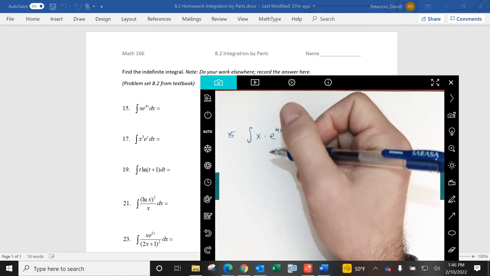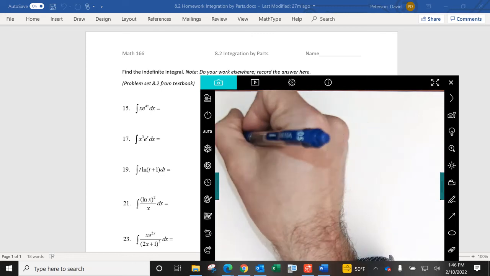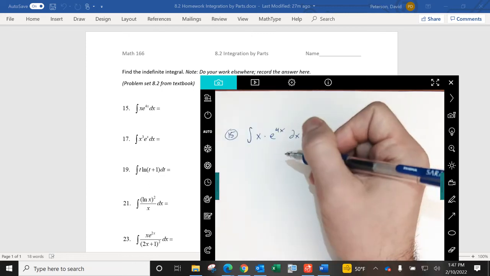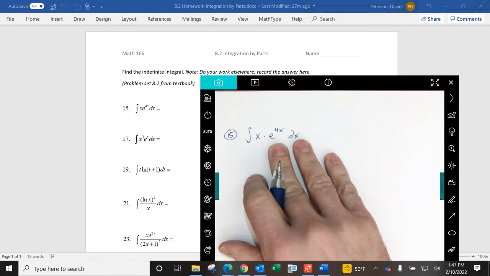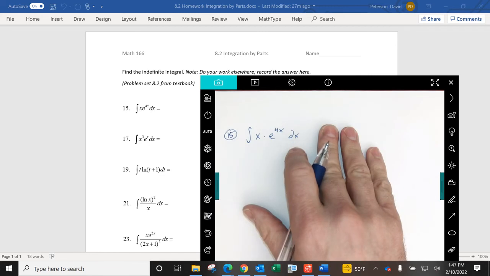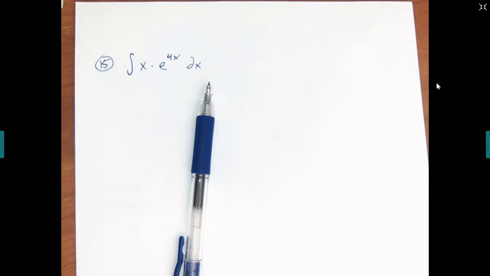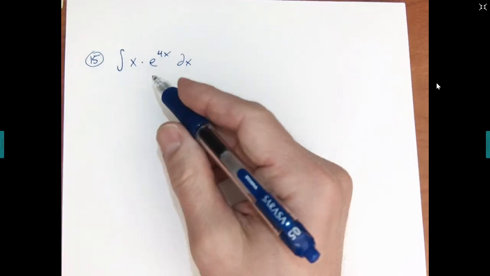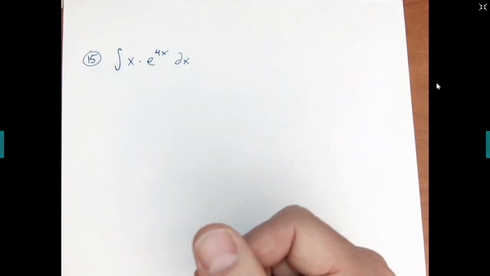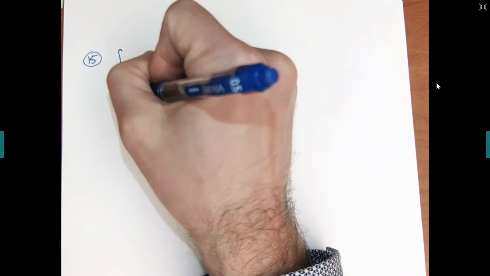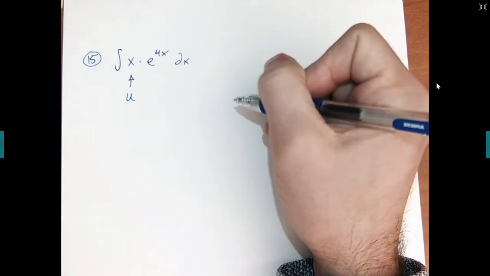And using our integration by parts, one of the things that's very helpful when we do this is notation. Get in the habit of writing everything down that you're going to need to write down. And don't be afraid to use paper. Trying to fit this all in a tiny little spot is counterproductive.